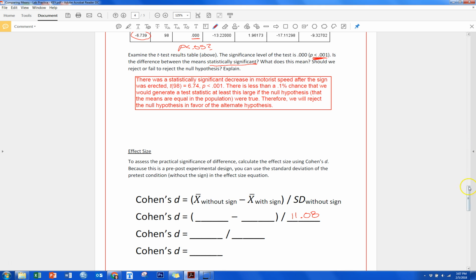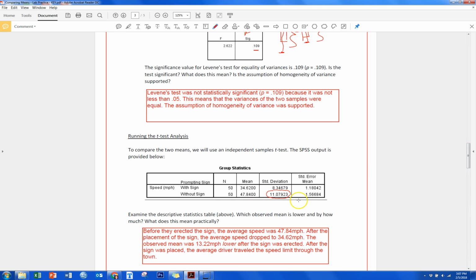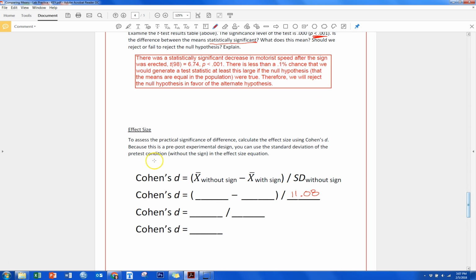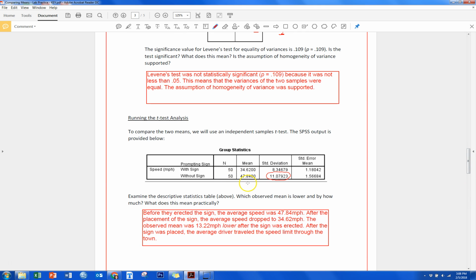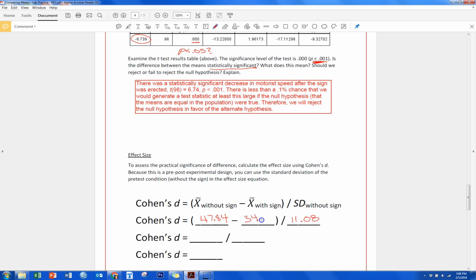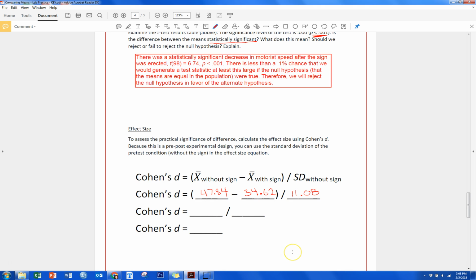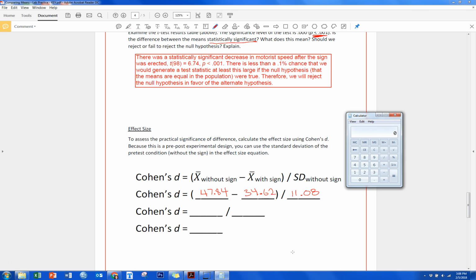Okay, so without the sign, the speed was 47.84. With the sign, it dropped, I think it was just under 35, 34.62. Okay, so it's this difference divided by the standard deviation of the before condition. Let's go ahead and do the math. We did it earlier. 47.84 minus 34.62 gives us 13.22.